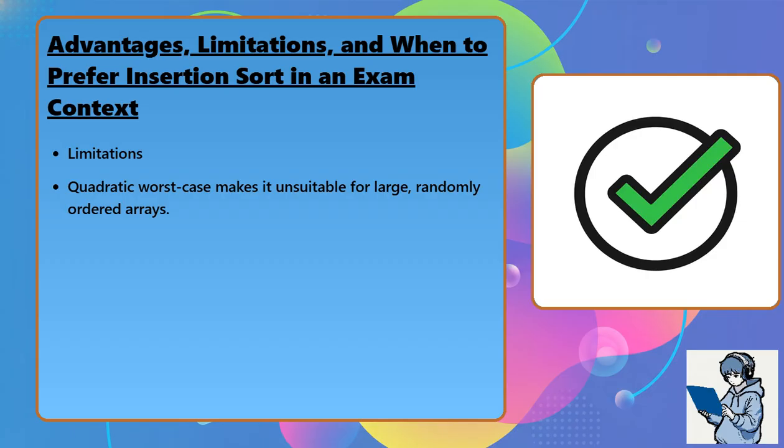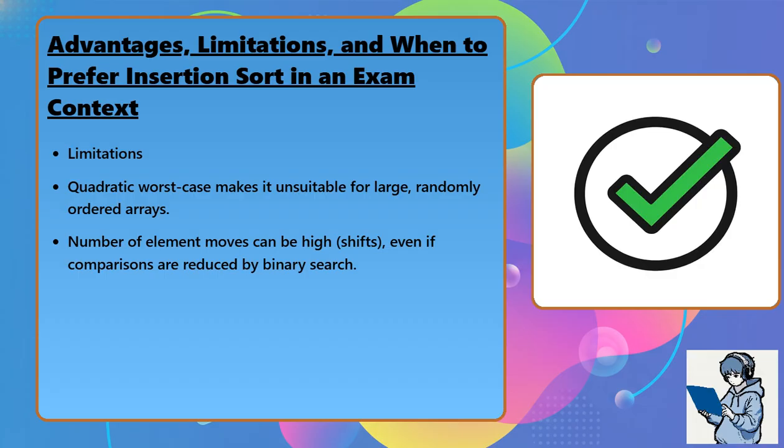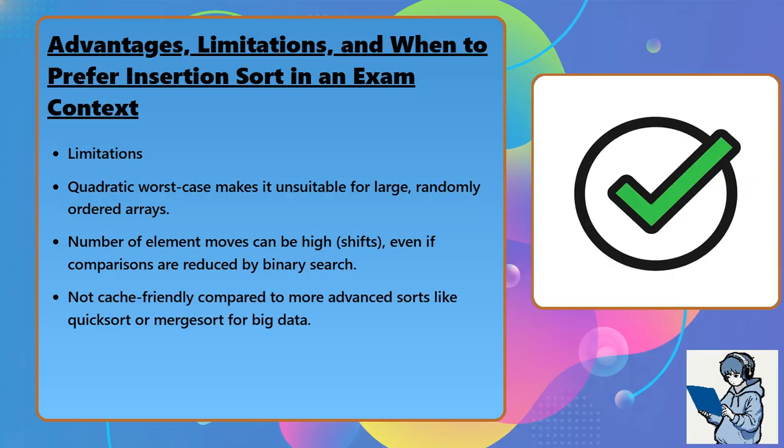Limitations: quadratic worst case makes it unsuitable for large, randomly ordered arrays. The number of element moves can be high, from shifts, even if comparisons are reduced by binary search. Not cache-friendly compared to more advanced sorts like quicksort or mergesort for big data.